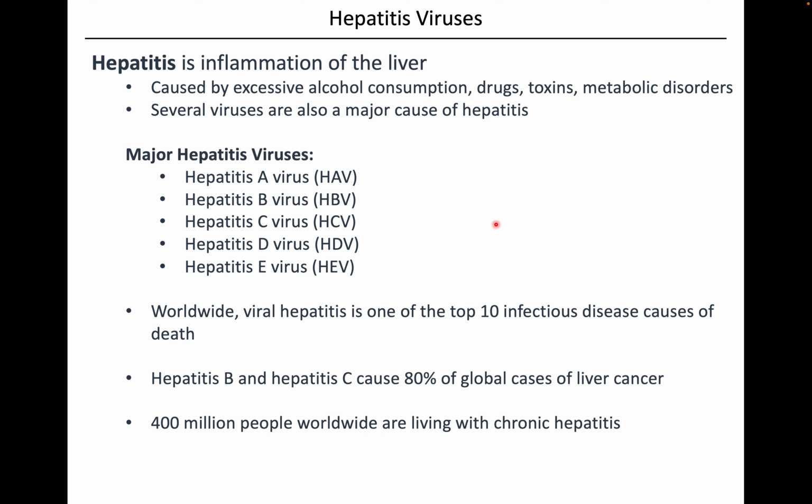And worldwide, viral hepatitis is a significant cause of disease and death. So it is a substantial problem, even though, as we'll talk about, there are vaccines against some of these hepatitis viruses. In addition to just causing hepatitis, in particular, the hepatitis B and C viruses cause the majority of liver cancer cases worldwide as well. And we'll get into this as we look at some numbers throughout this section, but there's hundreds of millions of people in the world that are living with chronic hepatitis infections.